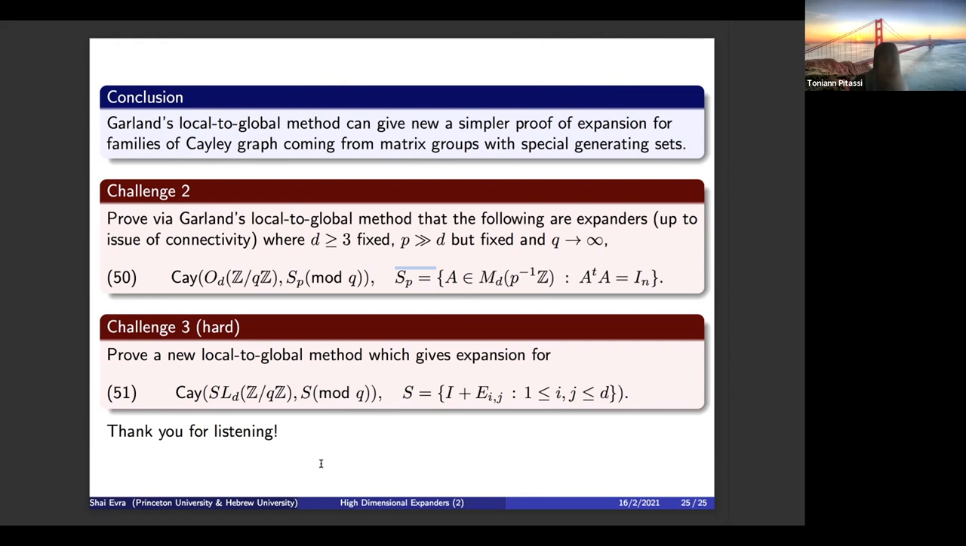Can I ask? Anybody can ask. I asked so many questions by now. I want to give other people the opportunity. First of all, I was not sure what exactly Garland did, and what was his motivation. It's weird, I haven't mentioned Garland's original results at all this talk.